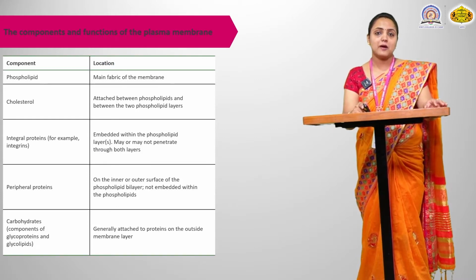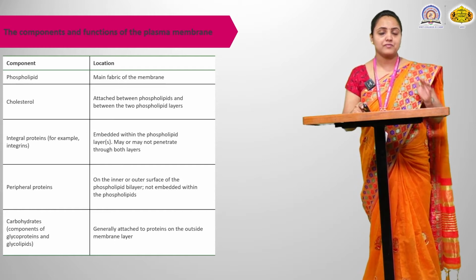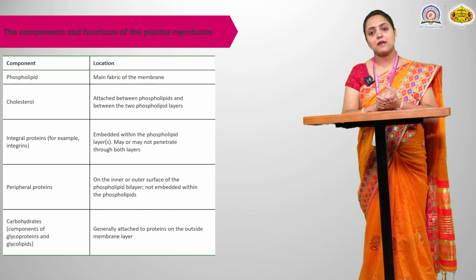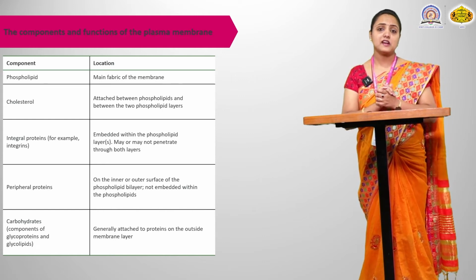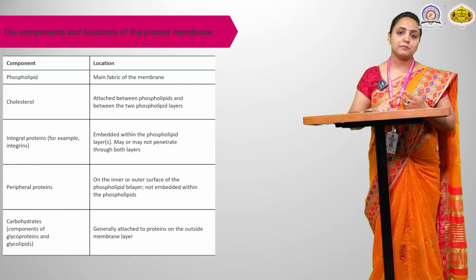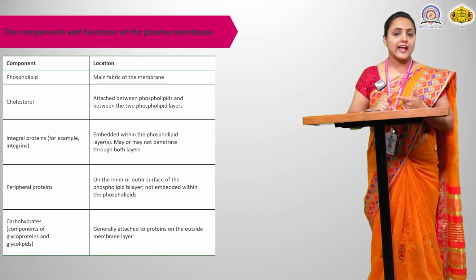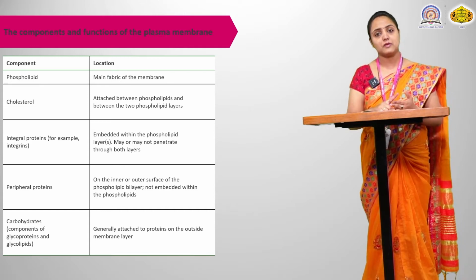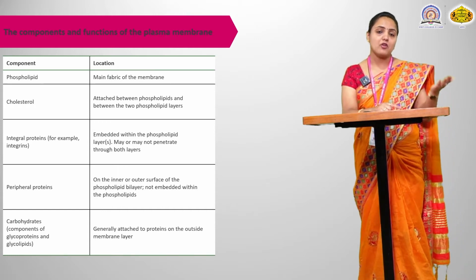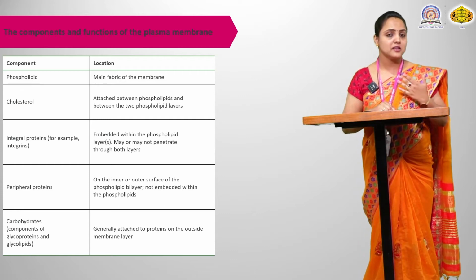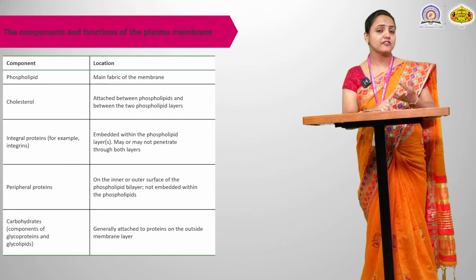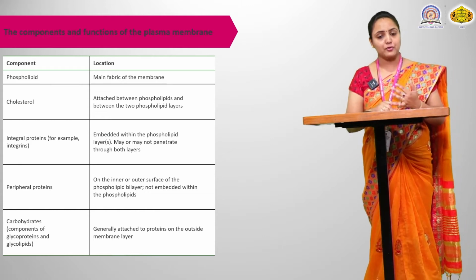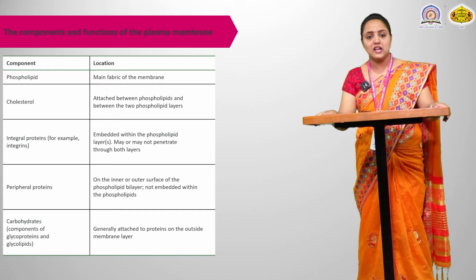Now we are going to see the components and the function of the plasma membrane. The first component is the phospholipid. Before starting this, I am going to tell you that the plasma membrane is comprised of proteins, lipids and carbohydrates, including glycoprotein and glycolipid. These are the two components present in the plasma membrane, which are carbohydrate plus lipid and carbohydrate plus protein. Also, it includes phospholipid, cholesterol, peripheral proteins and various lipids.